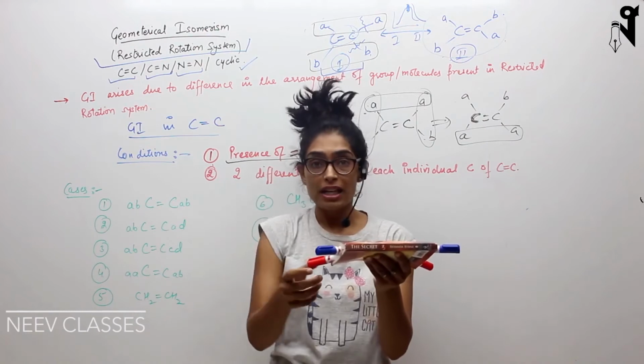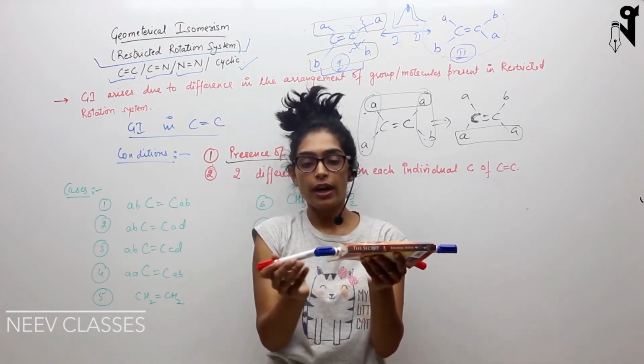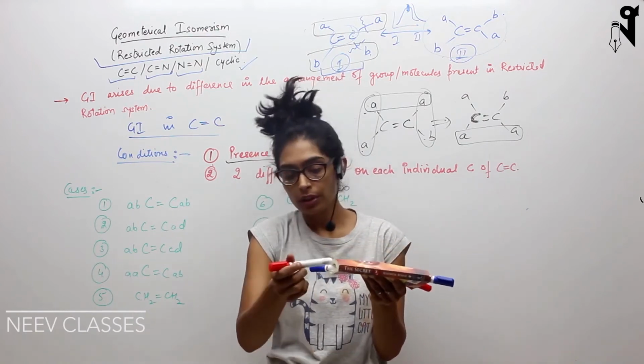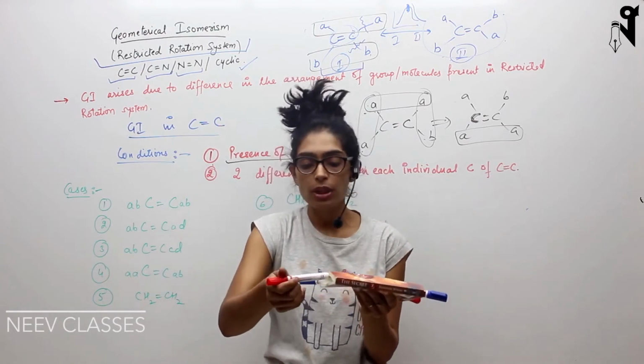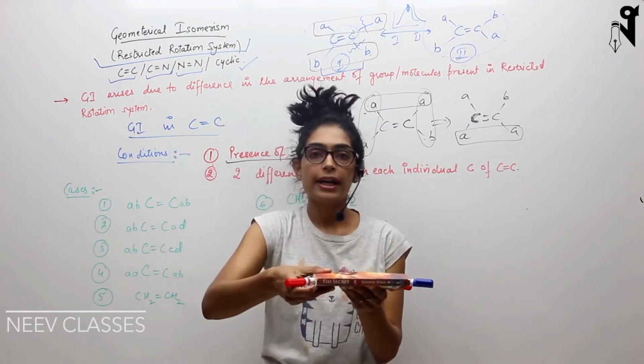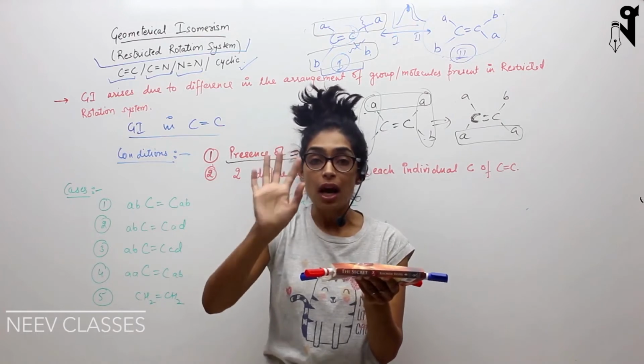But if I switch the positions of red and blue, bring the blue over here and put the red over here, I have actually broken the bonds and adjusted the arrangement of A and B. Now this is different.